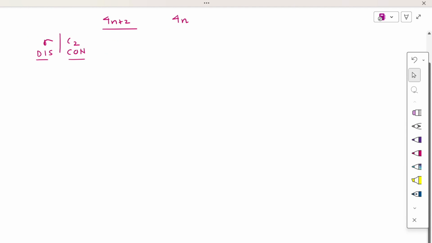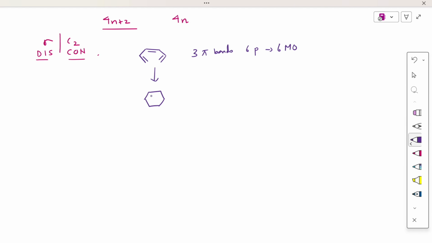Let us consider 1,3,5-hexatriene. You have 3 pi bonds here, so 6 p orbitals are involved, and therefore you will have 6 molecular orbitals. This is going to undergo reaction to give cyclohexadiene. So you have 2 pi bonds here and 1 sigma bond formed due to the delocalization of the pi system. So we have this coming here, so one sigma bond forms.